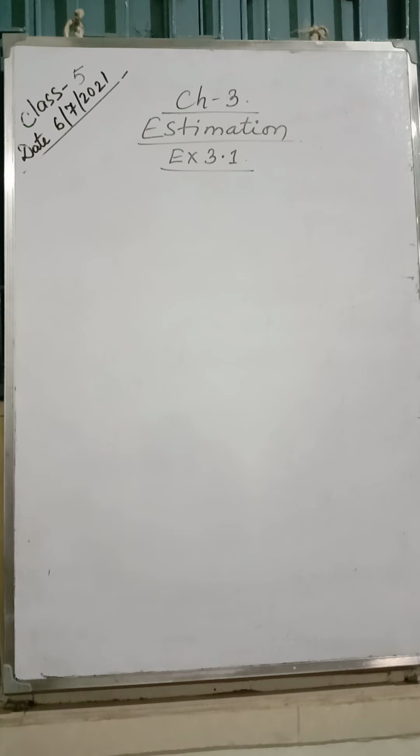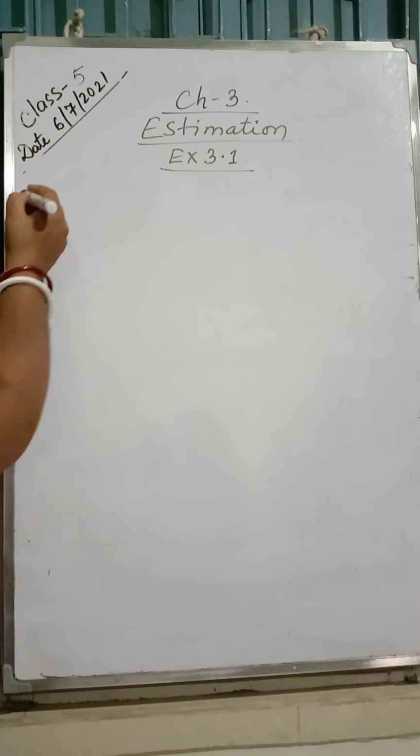We have been given certain numbers and we have to round these numbers nearest 10 in the first question, nearest 100 in the second question, nearest 1000 in the third question, and nearest 10,000 in the fourth question. So let us begin with the first question, where we have to round the number nearest 10. As we know, to round the numbers nearest 10, we have to see the digit at unit place.